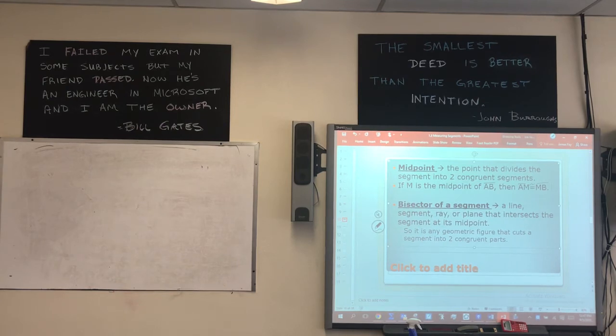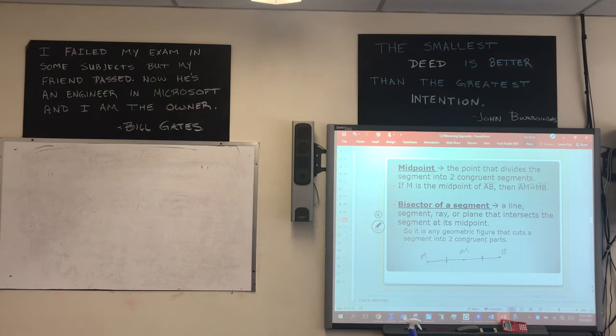Let's see if I can add a picture down here for you. So that's A, that's B, there's my midpoint, okay? What that's saying obviously then is from A to M, that distance, that segment is congruent from M to B, okay? Meaning I could cut this segment off and lay it on top of that one, they match up perfectly.